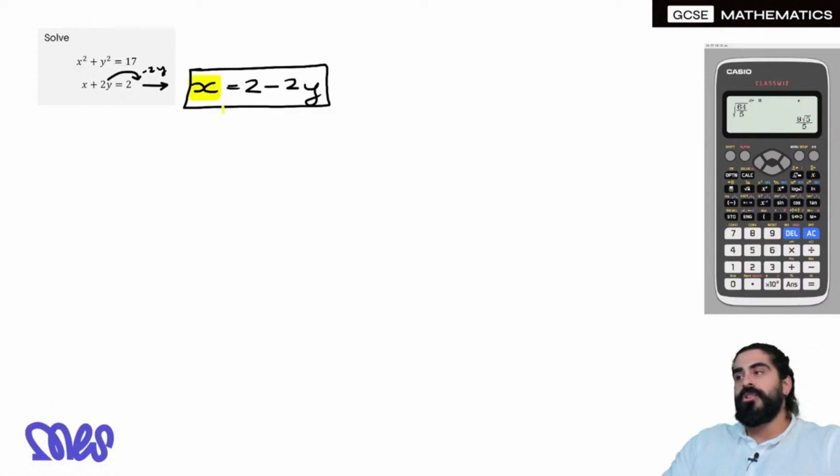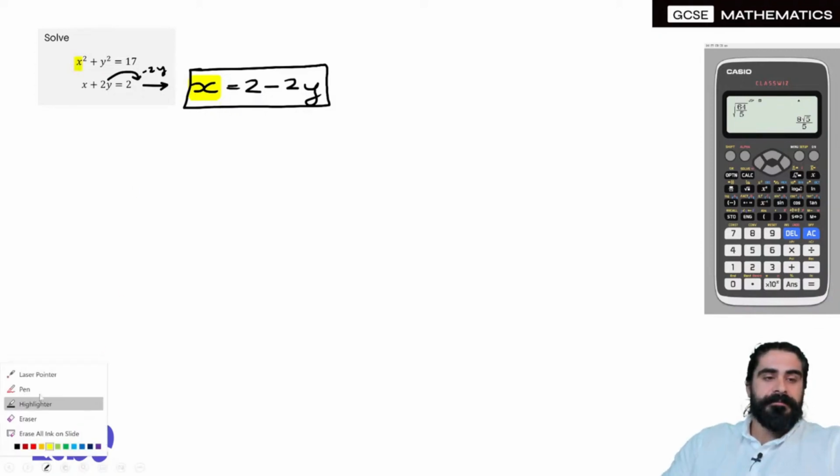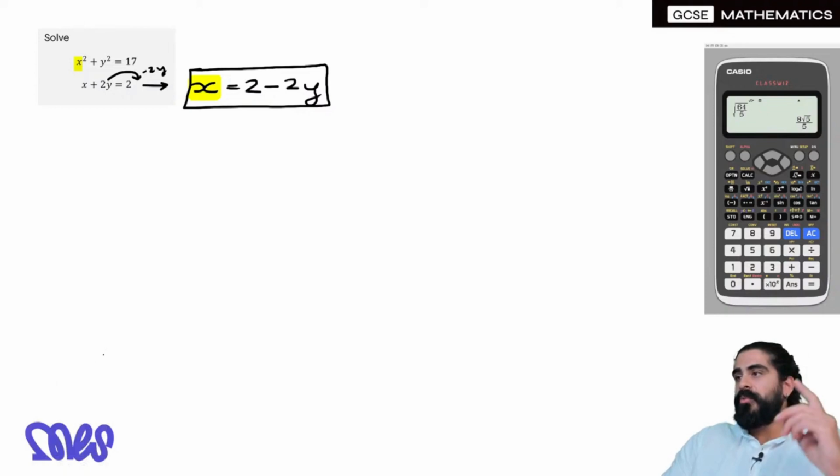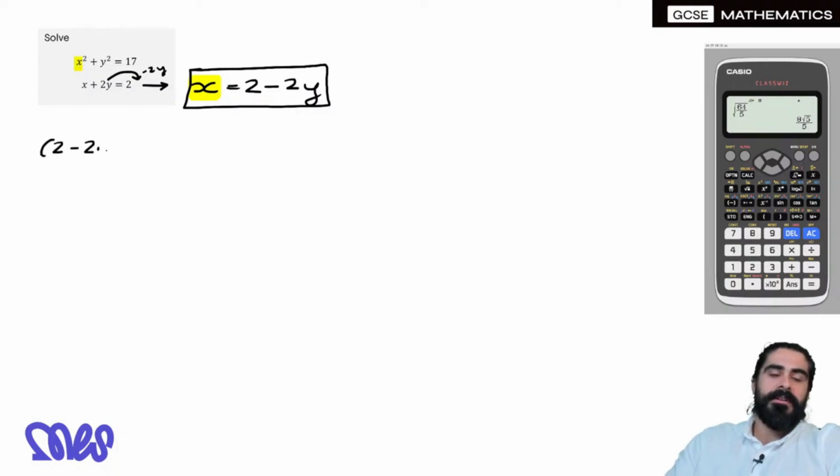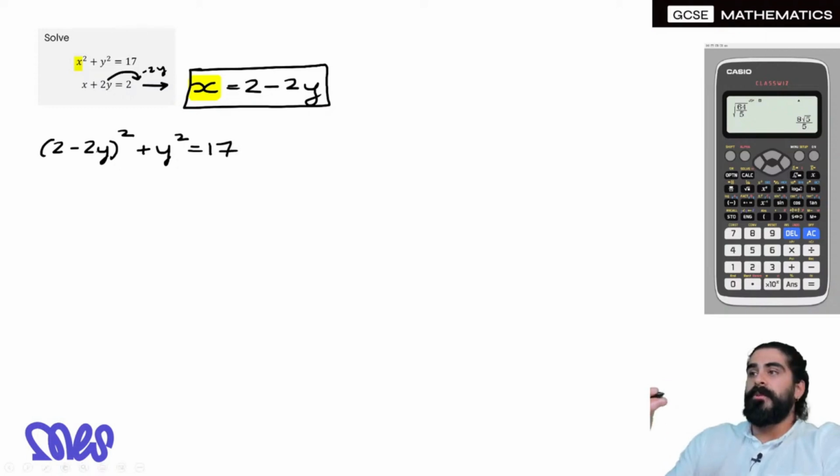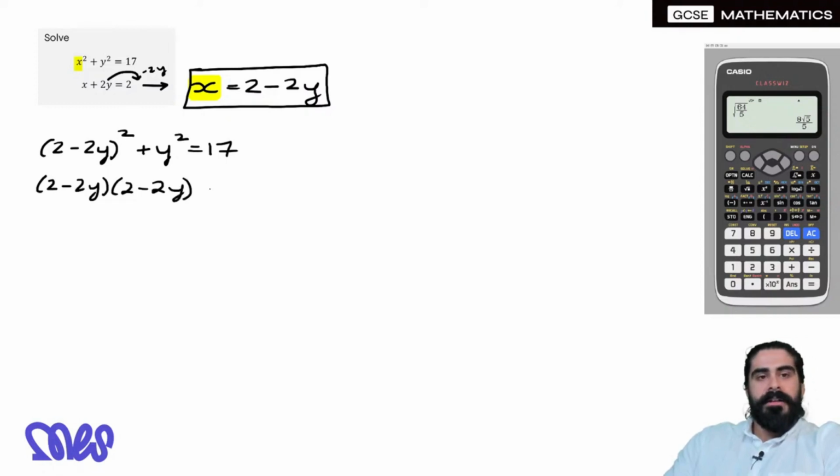So we rearranged for x. We're now going to substitute that in for x there. Remember, when we substitute, use a bracket. So we're squaring x. X is 2 minus 2y, and we're squaring that, plus y squared equals 17. Now when we square this, we obviously have to write the brackets out twice. So 2 minus 2y, 2 minus 2y, plus y squared is 17.